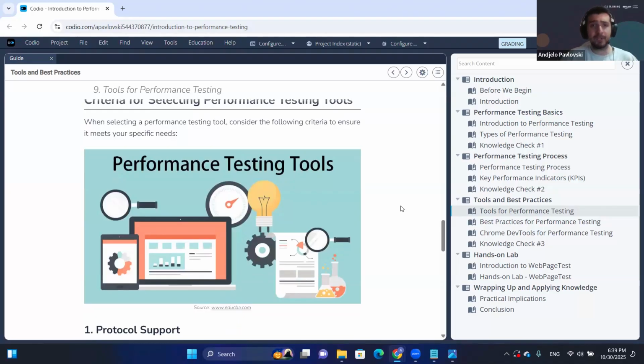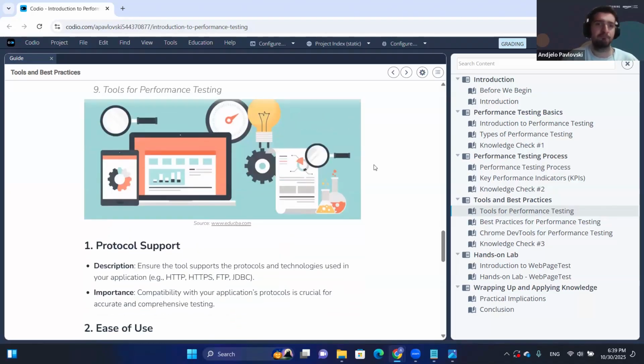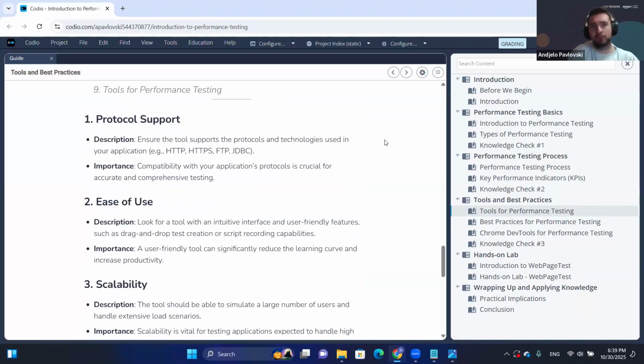Now, regarding the criteria for which tool you want to use, there are several. One is protocol support. You want to make sure that whatever you're testing with supports the protocols that your app uses. So HTTP, HTTPS, FTP, file transfer protocol. So it depends from application to application. And if it doesn't support some of these, then you're not going to need it, because you cannot use it for your software.